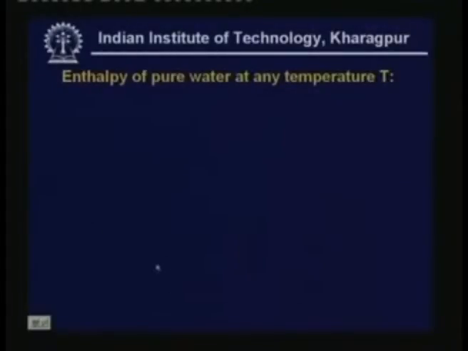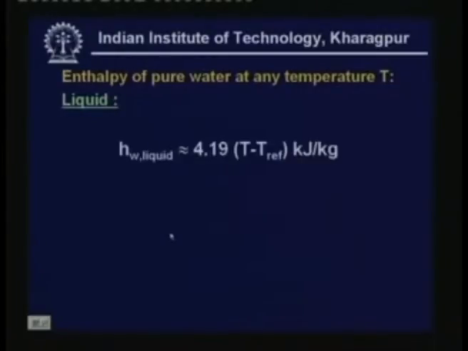Now we also need in the calculations enthalpy of pure water, both liquid water as well as vapor at any temperature T. For liquid water you can have an approximate equation: the liquid water enthalpy is equal to 4.19 into T minus T reference, where 4.19 is the specific heat of liquid water, approximate value, and T is the temperature at which you are finding the enthalpy, and T reference is the reference temperature, and it happens to be 0 degree centigrade here, and the units here are kilojoule per kg because the specific heat is in kilojoule per kg.